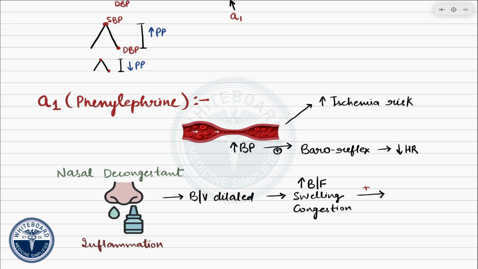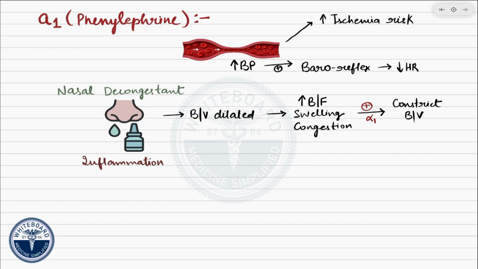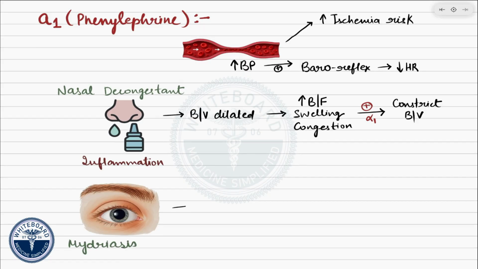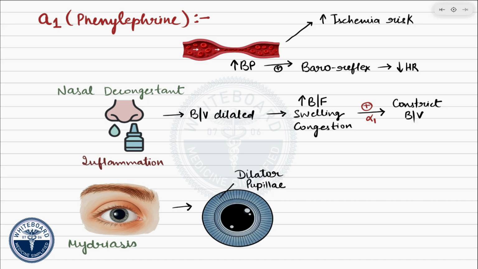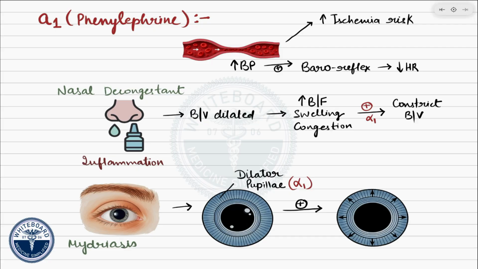By stimulating alpha-1 receptors, phenylephrine constricts these dilated blood vessels, reducing mucosal edema and relieving nasal congestion. Phenylephrine is also used as an eye drop to produce mydriasis, or pupillary dilation. Since the dilator pupillae muscle contains alpha-1 receptors, stimulation of these receptors dilates the pupil. Importantly, because phenylephrine does not affect the ciliary muscle, it causes mydriasis without cycloplegia. In other words, the pupil dilates but accommodation remains intact.